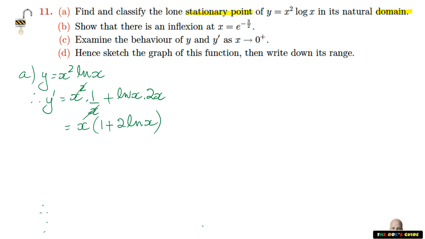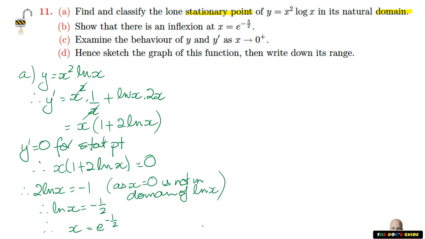And we want the stationary point, so that happens when y dashed equals 0, which means that x outside of 1 plus 2 log x equals 0, but we can't have x equals 0 as that's not in the domain of log. We can't take the log of 0. So therefore this bracket must equal 0, which means 2 log x equals minus 1, and same as before. Shuffle it so that we get to that. Take the exponential of both sides, and we see that we get x equals e to the minus a half.